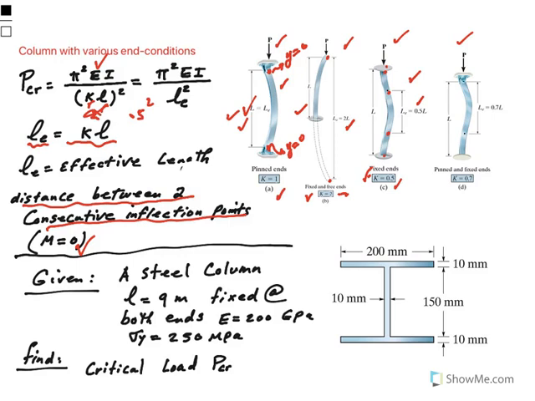All right, and then the last one is, what if one end is pinned, like here, and one end is fixed? In that case, the effective length becomes 0.7L, or K becomes 0.7. You can make a comparison if you want.